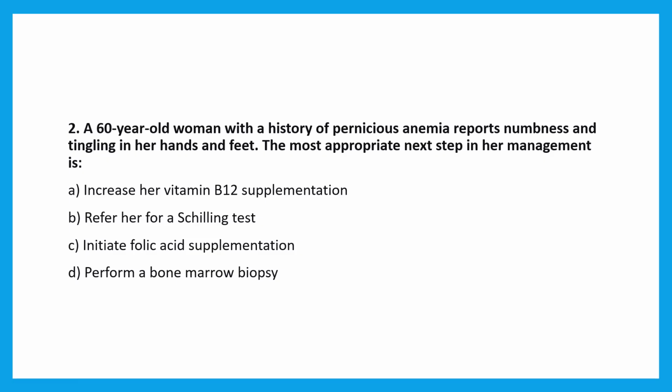Right. Question number 2. A 60-year-old woman with a history of pernicious anemia reports numbness and tingling in her hands and feet. The most appropriate next step in her management is, so what are they asking here? The management. Management of who? A 60-year-old woman. And what's wrong with her? They have a history of pernicious anemia.